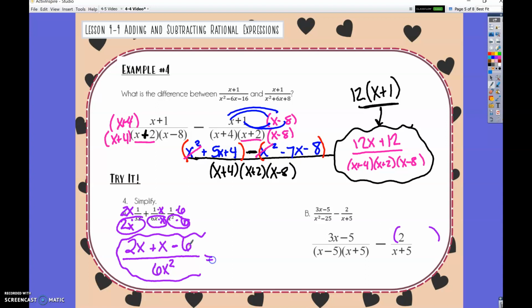Well, and we actually should reduce it here. Let's reduce it. We'd have 2x plus x makes 3x minus 6 all over 6x squared. And it appears all of them have a factor of 3. So if I reduce all of these by 3, 3 goes into 3 once, 3 goes into 6 twice, we'd have x minus 2 all over 2x squared.